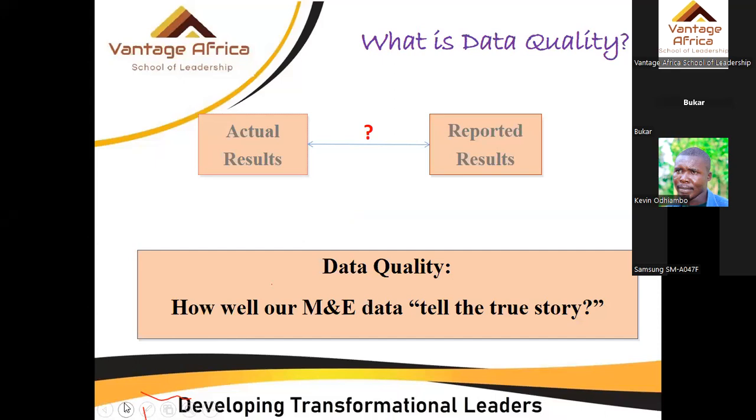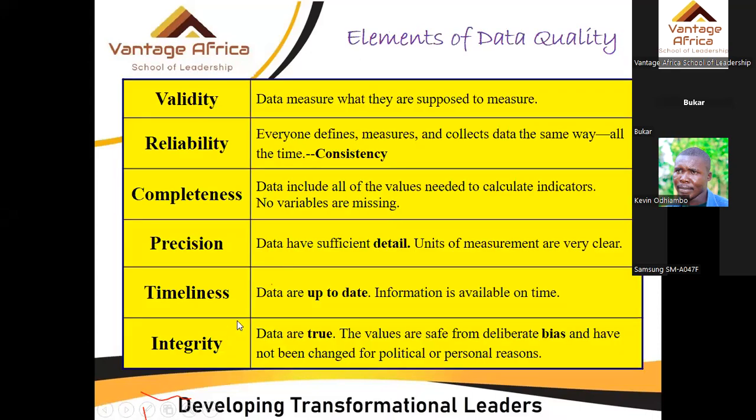Now, some of the elements of data quality, and I know we mentioned this when we were dealing with indicators, and we said that data must be valid. That means that data measure what they are supposed to measure. Okay, it must be reliable. That means everyone defines, measures, and collects data the same way all the time. And that is consistency. Data must be complete. Okay, meaning that data include all the values needed to calculate indicators and no variables are missing. Precision, data have sufficient detail.